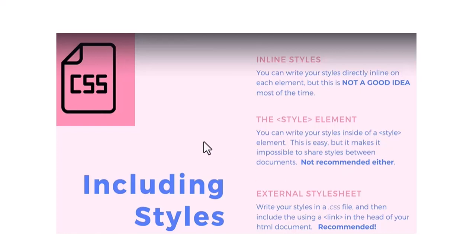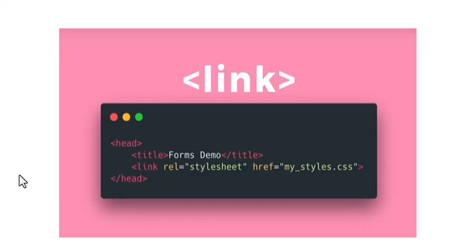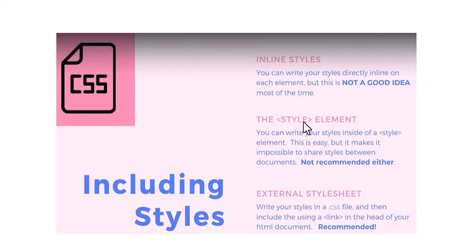So we make another style sheet with the extension of .css rather than .html, and write all the CSS properties in that page, and we just refer to that page. So write your style in a .css file and then include it using link in the head of your HTML, and this is recommended. I myself apply this external style sheet method. So this is the link inside the head. The head includes the title as stated earlier, and then we have a link.